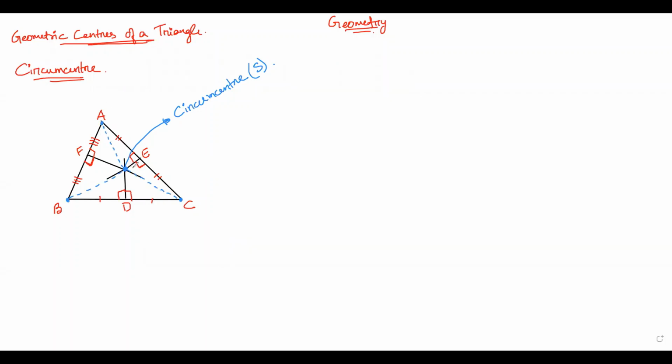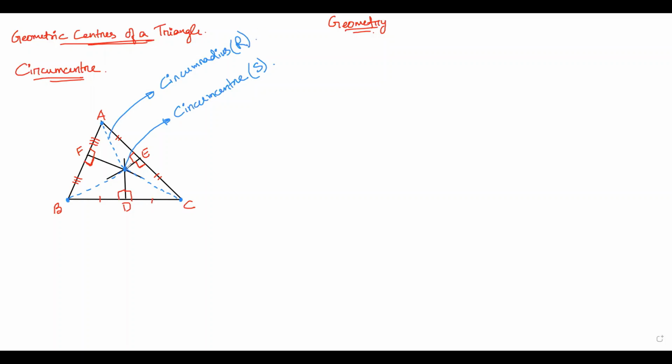Now, this circumcenter S is equidistant from all the three vertices A, B, and C of the triangle ABC. That is, the length SA is equal to the length SB is equal to the length SC. And this length is known as the circumradius of the triangle, which we generally denote by capital R.